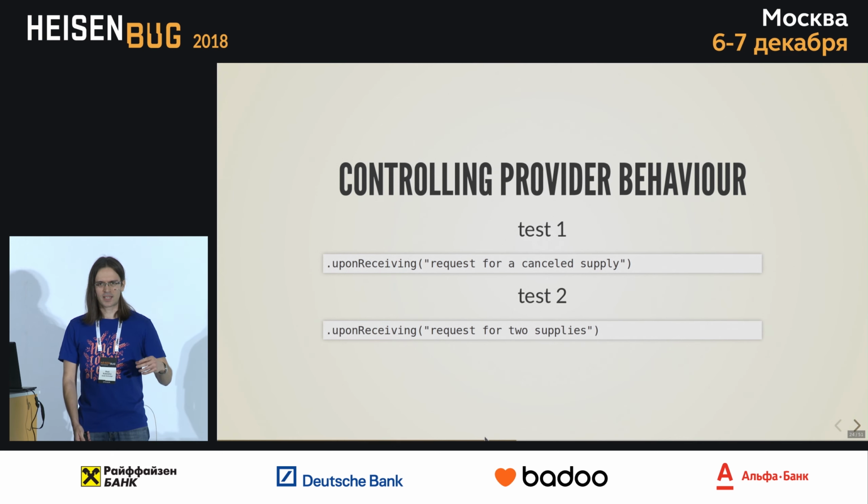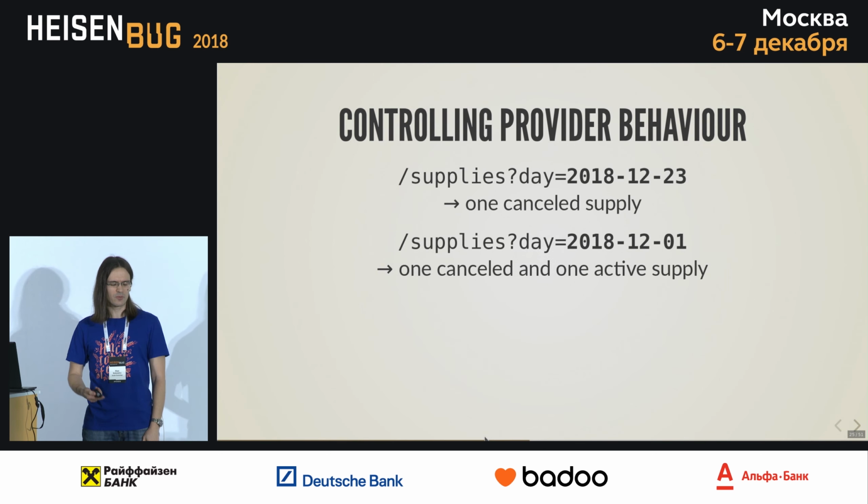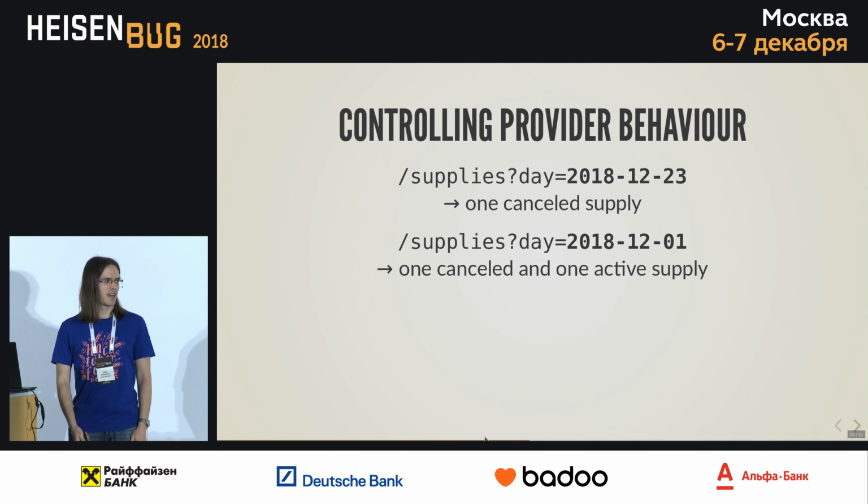We will need to set up our provider in test context so that it can sometimes return one and sometimes return two supplies. Remember, we had these hard-coded lists of supplies. So one way to do it is to play with query parameters. We can have 23rd December, meaning one supply, and 1st December, meaning two supplies. And it will work. We can code the provider side so that it matches query parameters and returns different things.